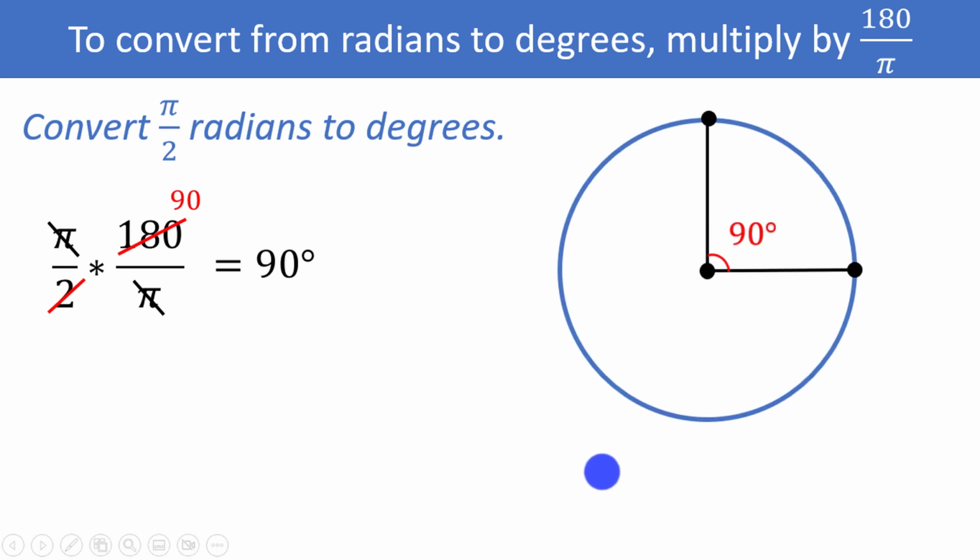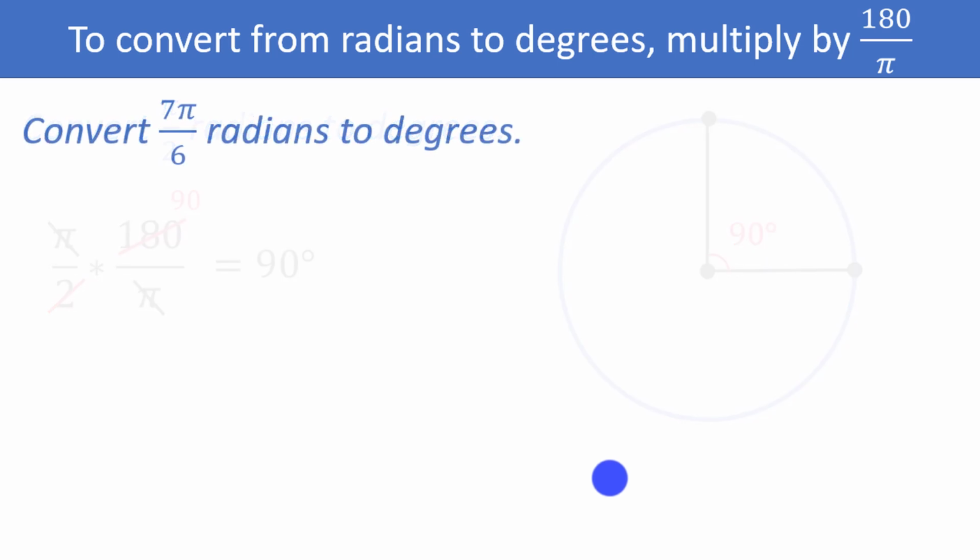On a circle, we typically measure this from the positive x-axis over here up to another point, and this would be a 90-degree angle as shown on the circle. Okay, let's try another one. So let's convert 7 pi over 6 radians to degrees.